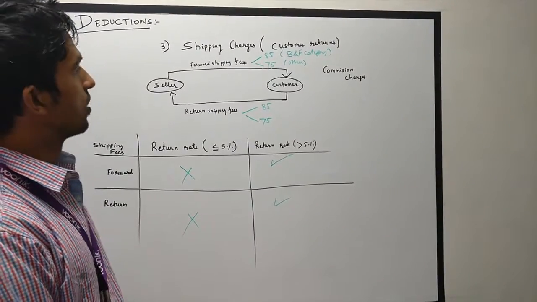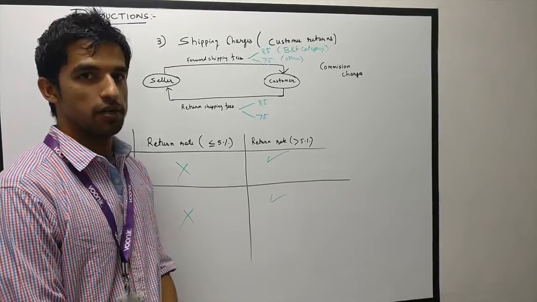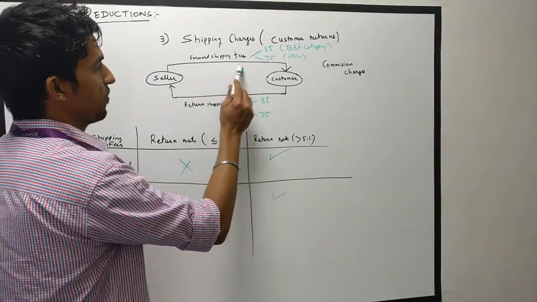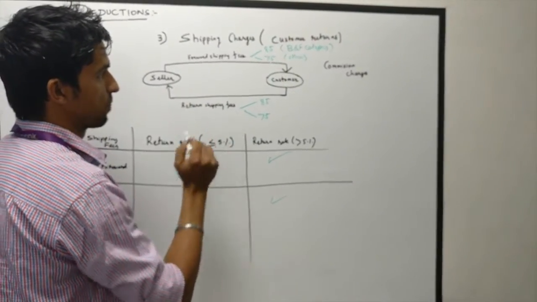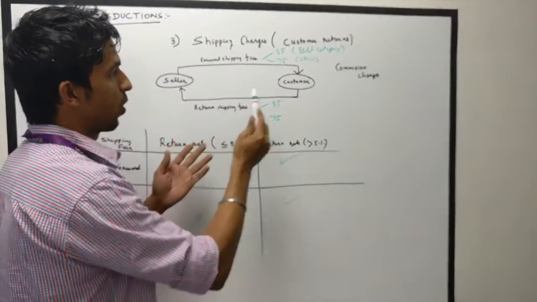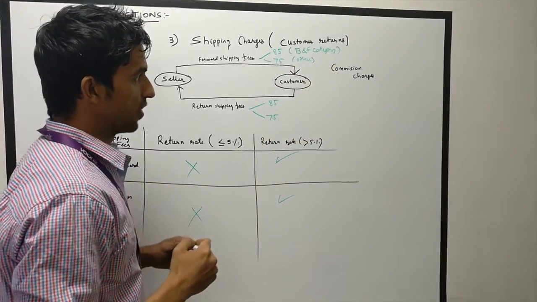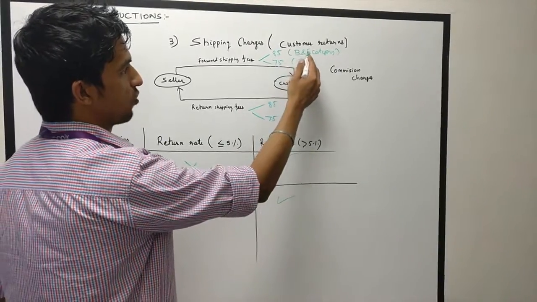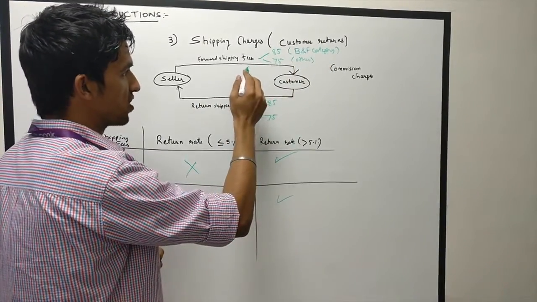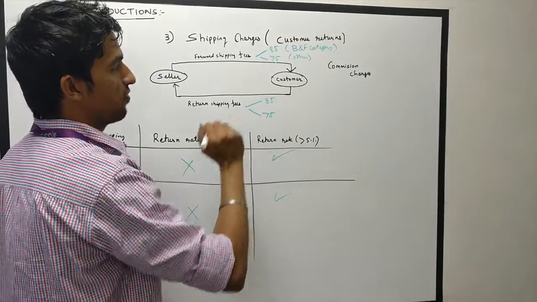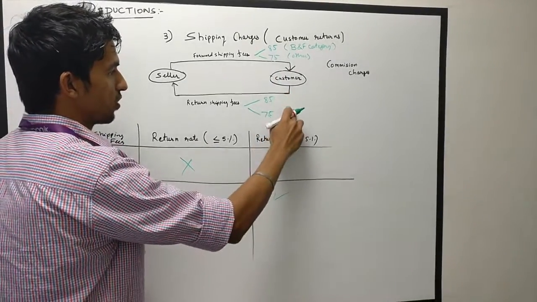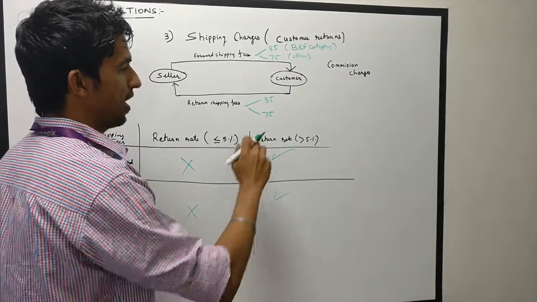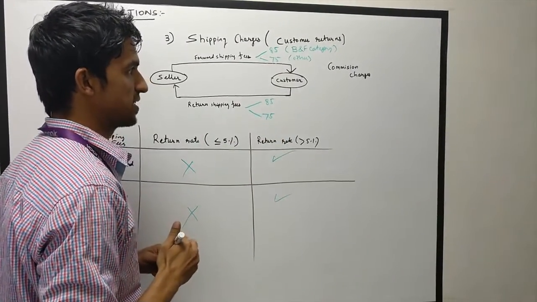Now let's talk about shipping charges when it comes to customer returns. In this case, there would be a forward shipping fees and a return shipping fees. The shipping fees would be corresponding to the categories that we're dealing in. Rupees 85 would be levied for bags and footwear category for forward shipping charges, and rupees 75 in other categories. Similarly, for the return leg as well, rupees 85 would be charged for bags and footwear category, and other categories would be charged rupees 75.